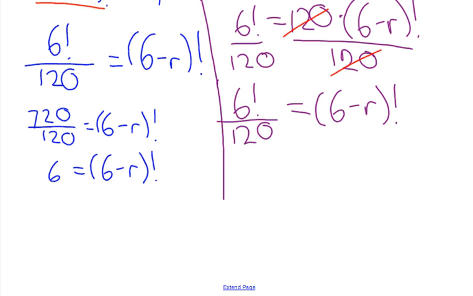Now this is where it takes a little bit of thinking. We have this value 6 on the left, and we have a factorial on the right. Can we divide by the factorial? Oh, no, we can't do that. But if we express this 6 as a factorial, what is 6 in factorial notation?